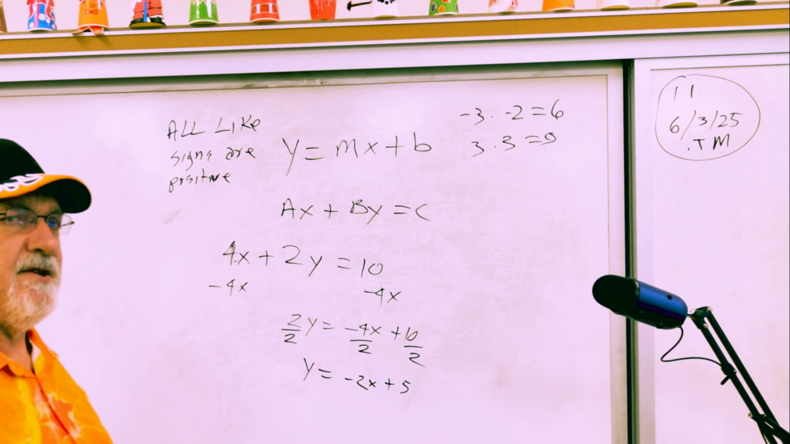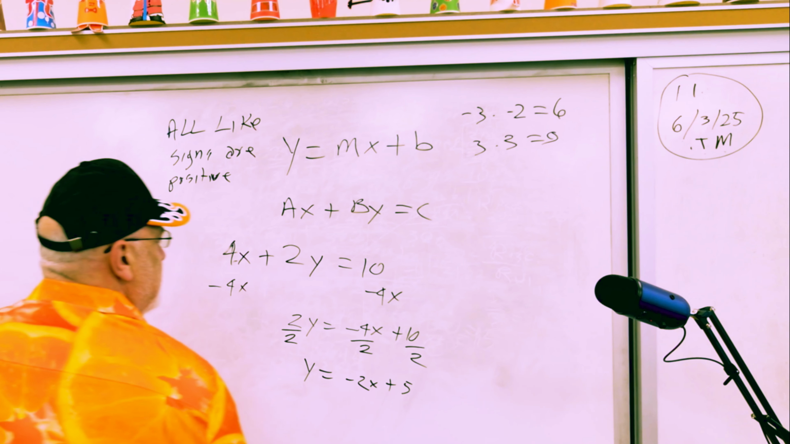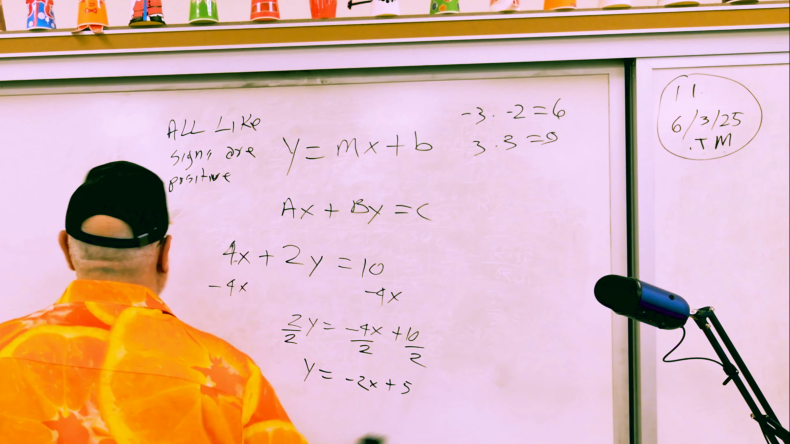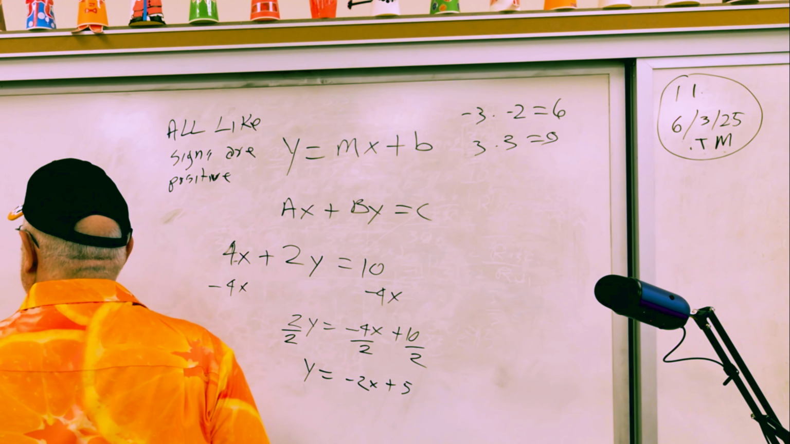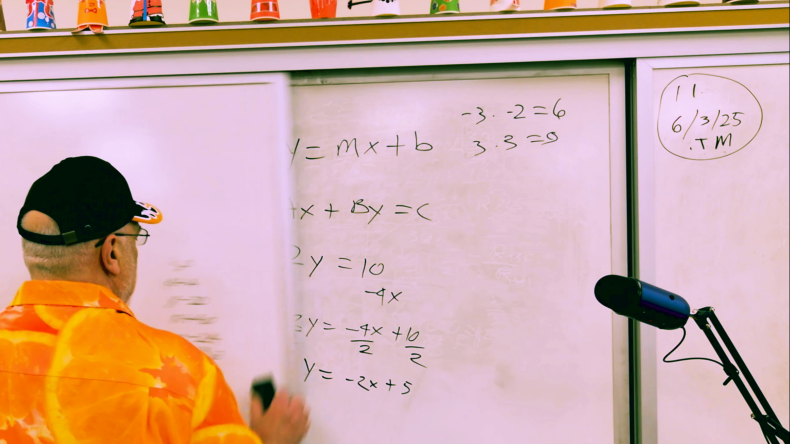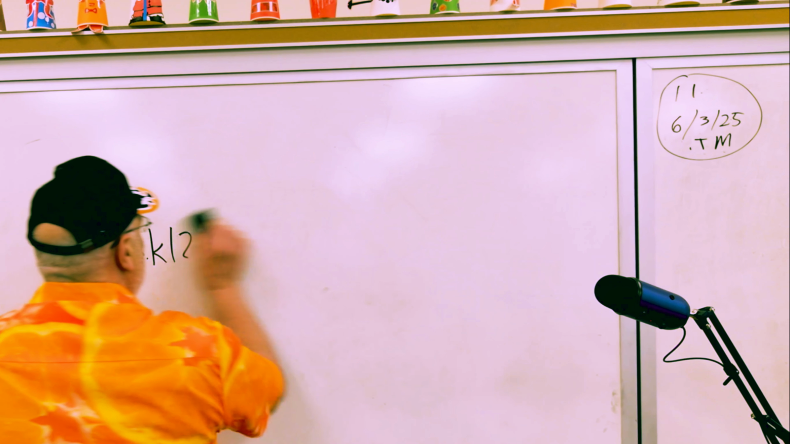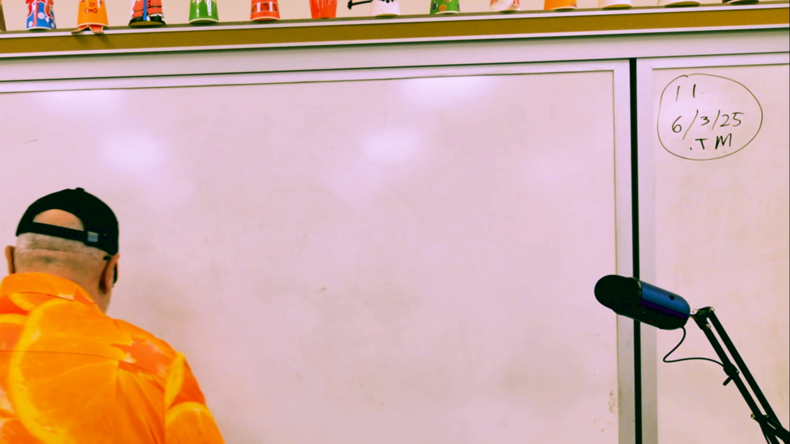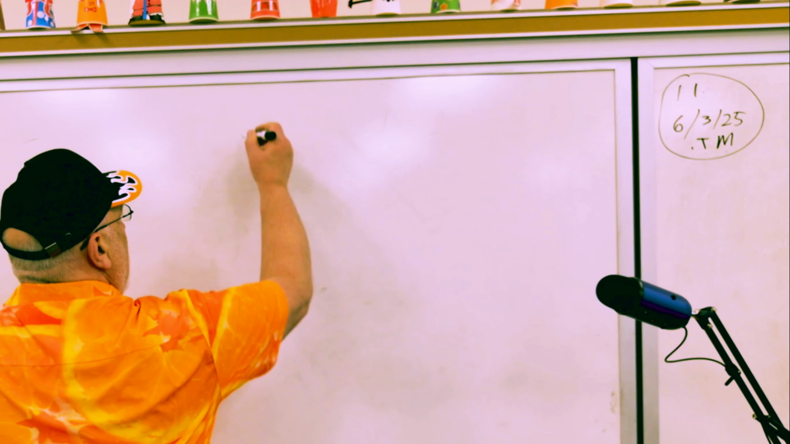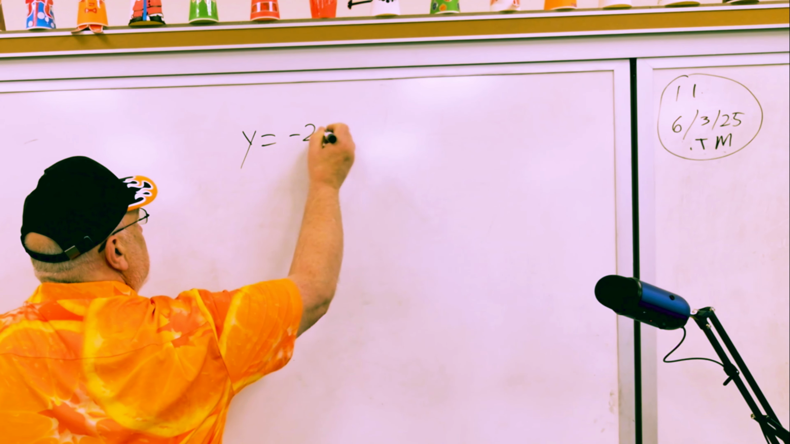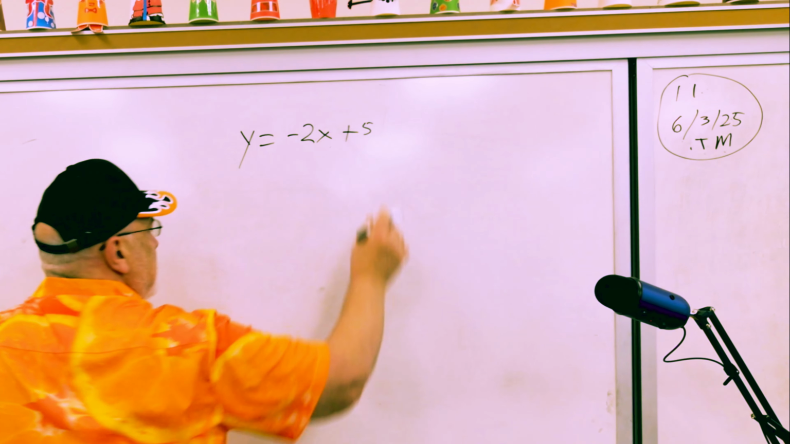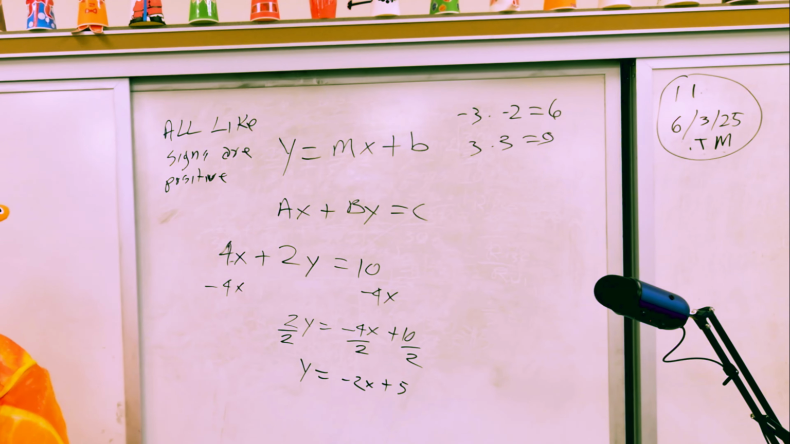What I want to do is go the other direction. Suppose that I want to take this number here and reconvert it to the other side. And so we have y is equal to -2x plus 5. Is that what I had? Y equals -2x plus 5.